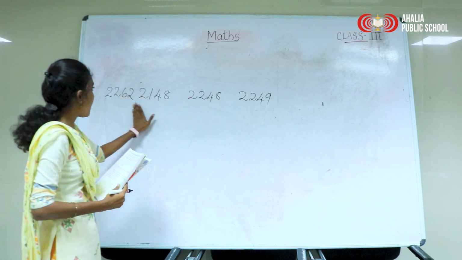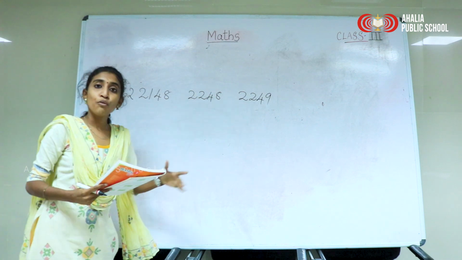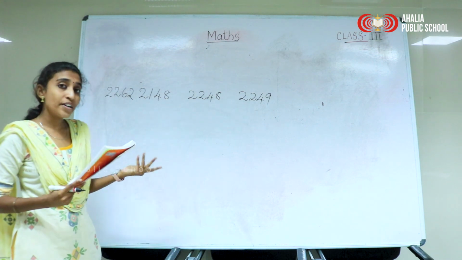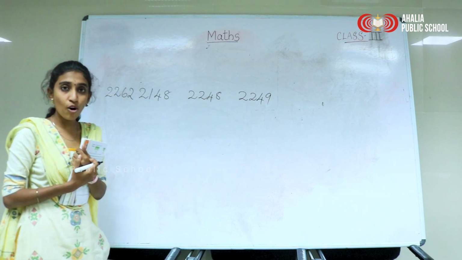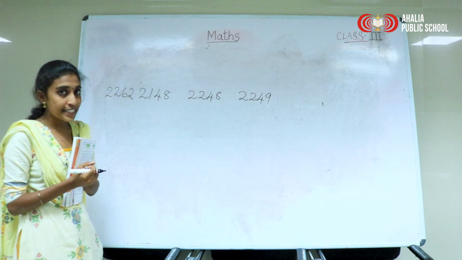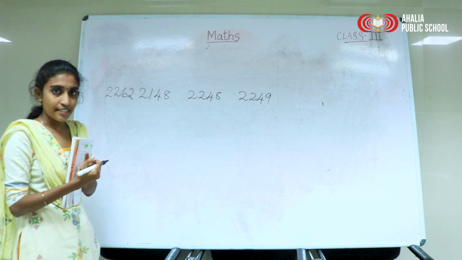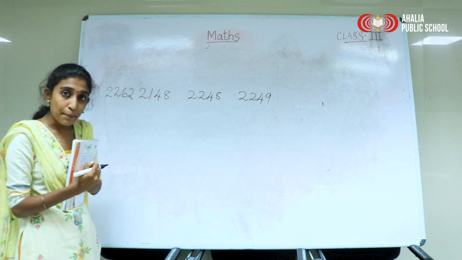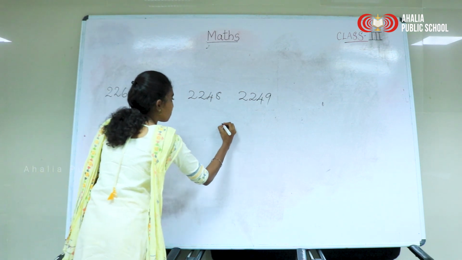Okay, so these are 4 numbers. That is, each number is a 4-digit number. So what we have to do to arrange these numbers in ascending or descending order? First we have to find which is the smallest and the next and the next and the greatest. So for that we have to compare the place values, right?